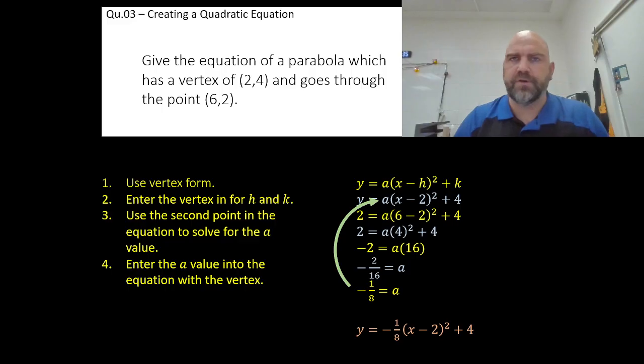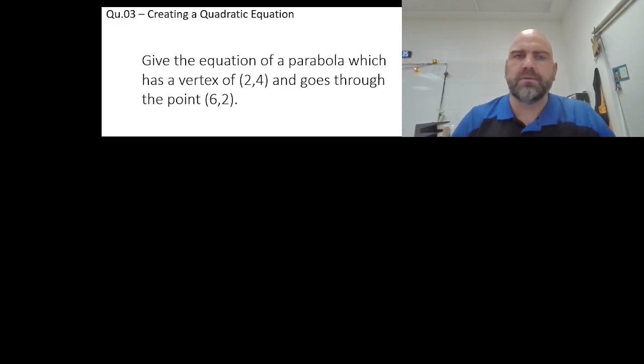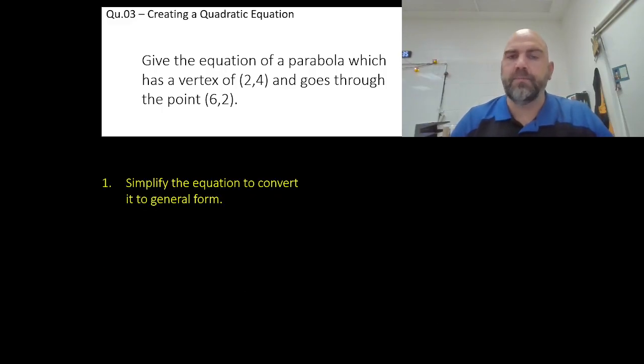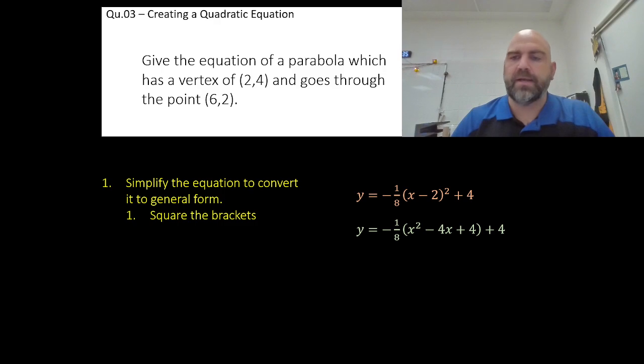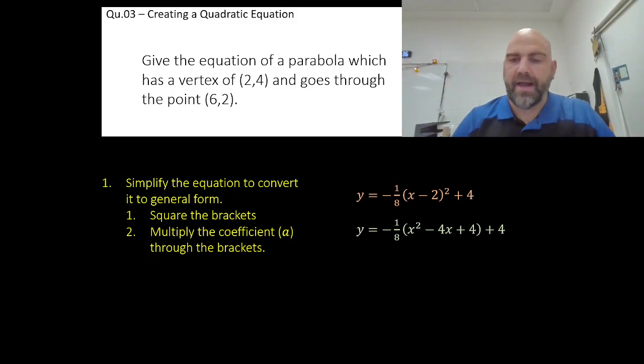Now you'll notice it's still in vertex form, and so we could actually convert it into general form. All we need to do then is simplify. At this point, square the brackets. Well, (x minus 2) squared is x squared minus 4x plus 4. Then, second step, multiply that coefficient, in this case the a value of negative 1 over 8, through the set of brackets. We're left with negative 1 over 8 x squared plus 1 over 2 x plus a half, and then the plus 4 gets put on at the end.